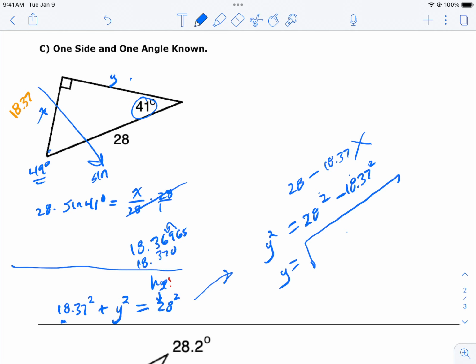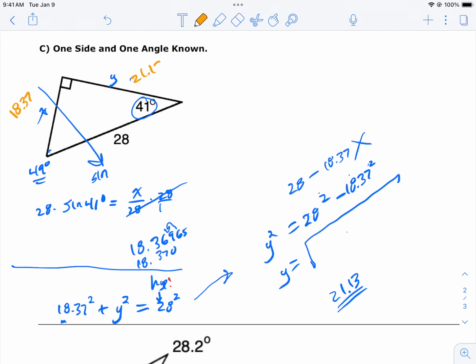28 squared minus 18.37 squared. Hit my equals, hit my square root of answer key, boom, and what I'm actually getting is nothing like 10. I'm getting 21. I'm reporting this, so I'll call it 21.13. So there's my answer for that side, 21.13.